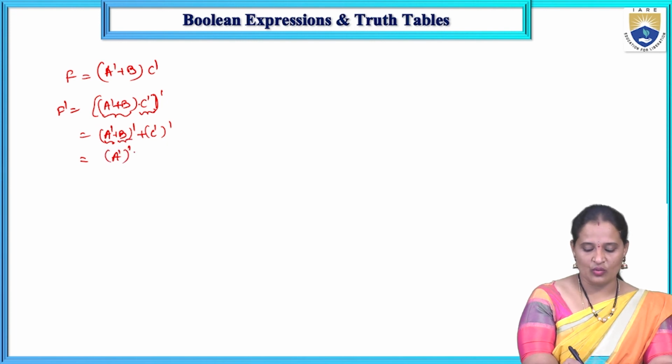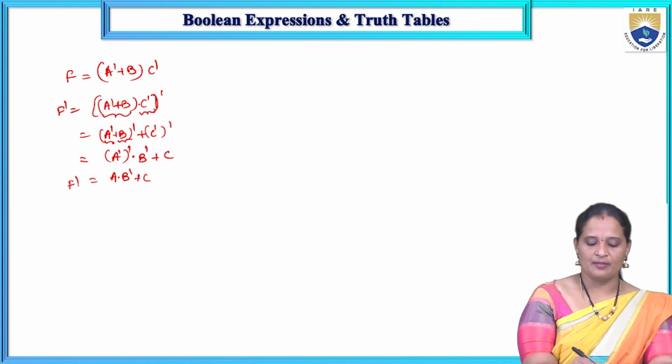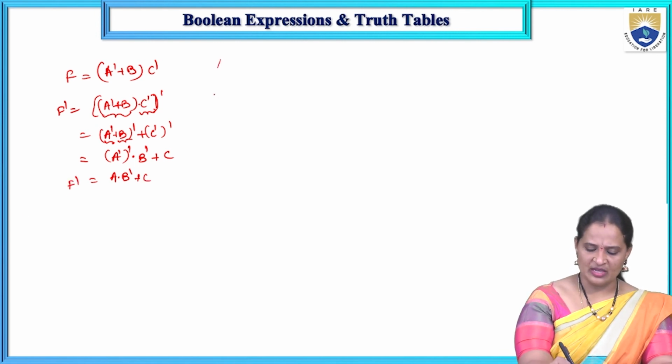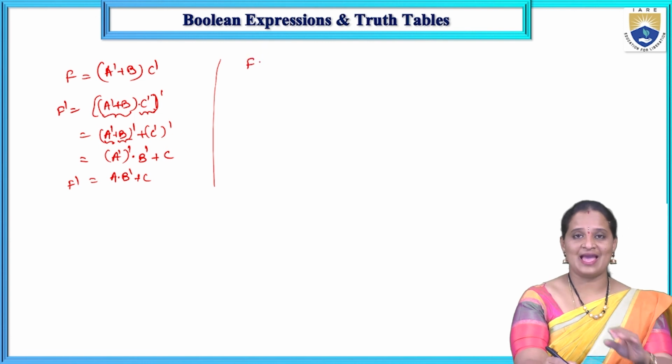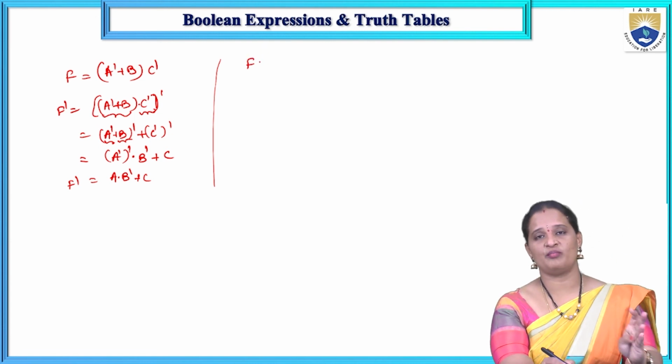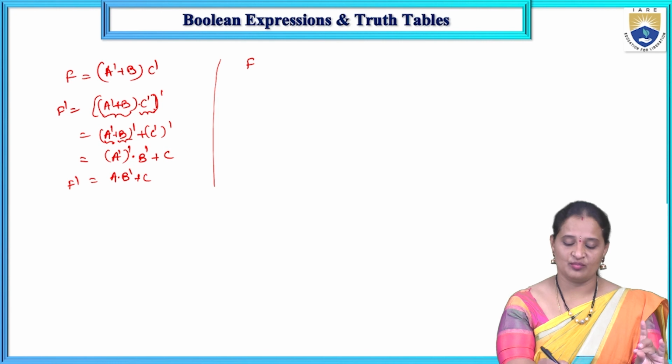So a complement whole complement, as we have plus here, it will be changed to dot, and b complement, and this is plus, c complement whole complement is c. So now it is a dot b complement plus c. This is my f complement. Now similarly, I want to show you the difference between duality and De Morgan's theorem.